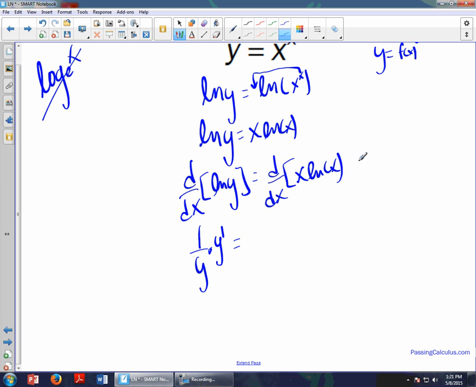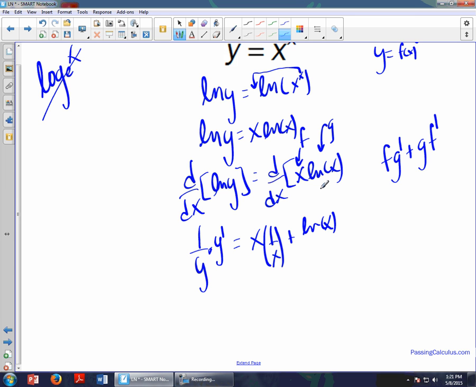And I'm going to use the product rule here. If you don't remember the product rule, it's f times g prime plus g times f prime, or reverse order, whatever order you want. So this is my f, and this is my g. So f is x, times the derivative of g, which is ln of x, which is 1 over x, plus g, which is ln of x, times the derivative of x, which is just 1. I'll put it there, but you don't really need to.